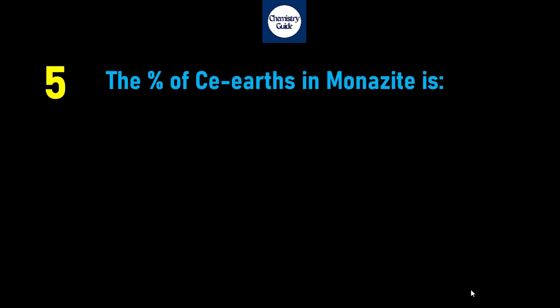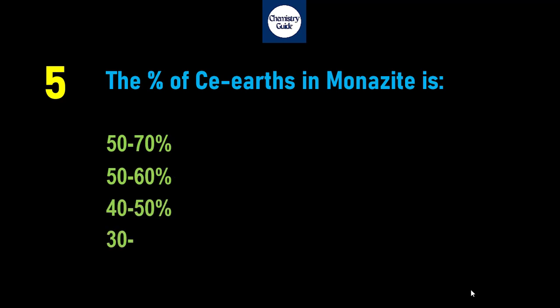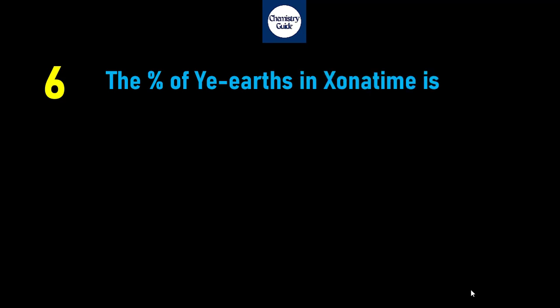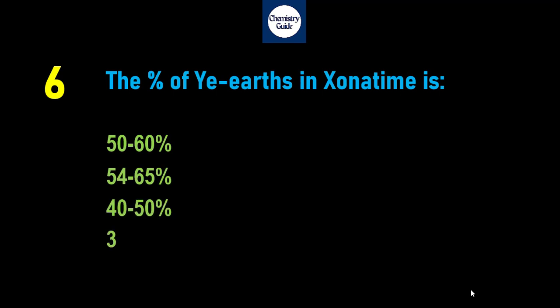Fifth MCQ: the percentage of cerium earths in monazite is 50 to 70%, 50 to 60%, 40 to 50%, or 30 to 40%. So the right answer is 50 to 70%. MCQ number 6: the percentage of yttrium earths in xenotime is 50 to 60%, 54 to 65%, 40 to 50%, 30 to 40%. So the right answer is 54 to 65%.